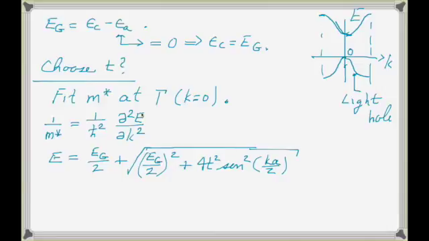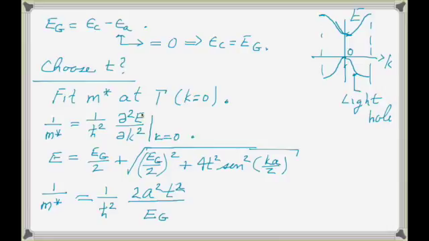And so without going through all the gory, nasty details, what you end up with is 1 over m star is equal to this expression, evaluated at k equal to 0, divided by h bar squared. So I take the second derivative, I evaluate it at k equal to 0, and this is what I get. And so that relates my m star, which is what I know, because I know what material I'm trying to model.